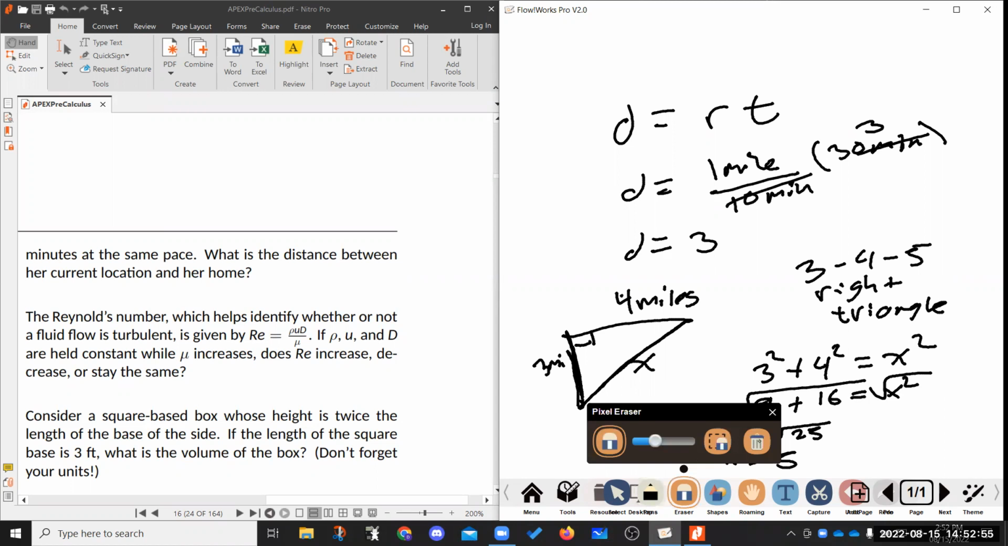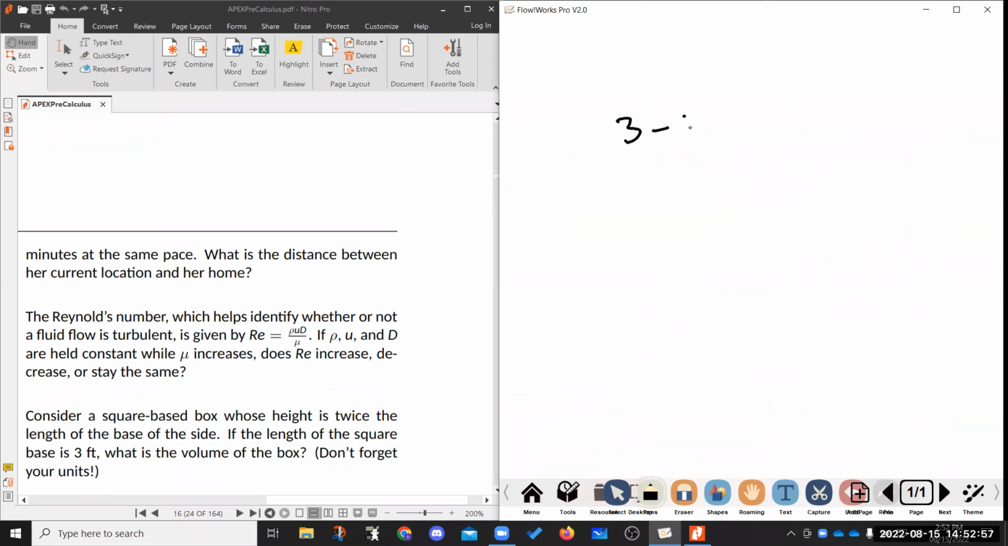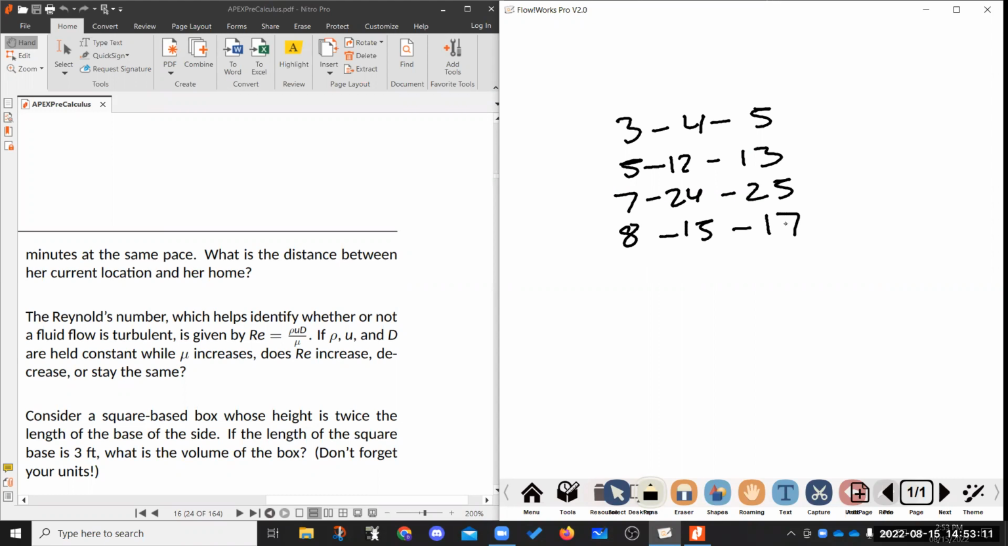Some other special right triangles. I mentioned 3, 4, 5. There's also 5, 12, 13, 7, 24, 25, 8, 15, 17, and there's some others. Also, scalar multiples of these proportions will work. The third side that I've put there is always the hypotenuse. The other 2 sides that I've listed first are the legs of the right triangle.